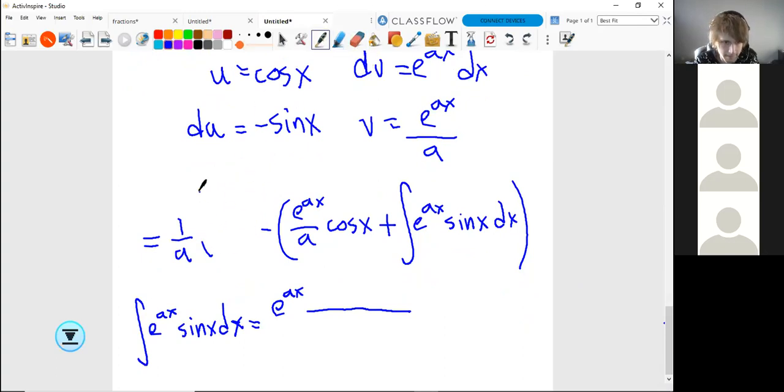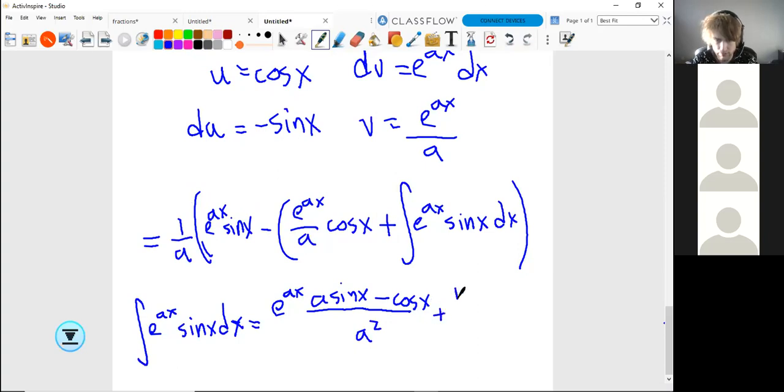Let's rewrite that. Okay, so we have sine of x. And then in order to combine denominators, I'm going to multiply this by a. So I maybe should have a sine of x minus cosine of x over a squared plus 1 over a squared. So there's a 1 over a on the outside of this thing.